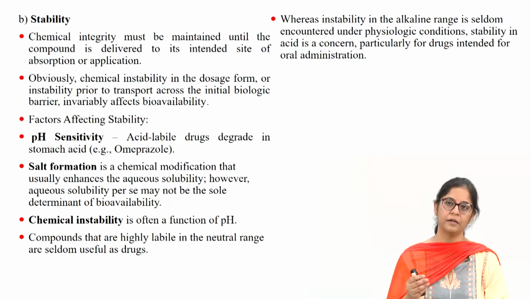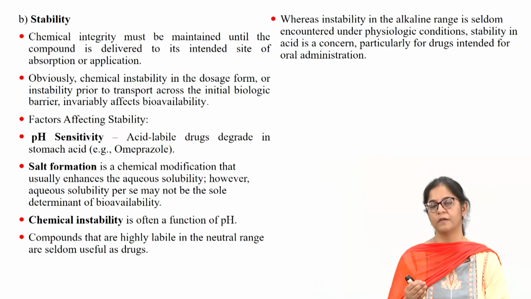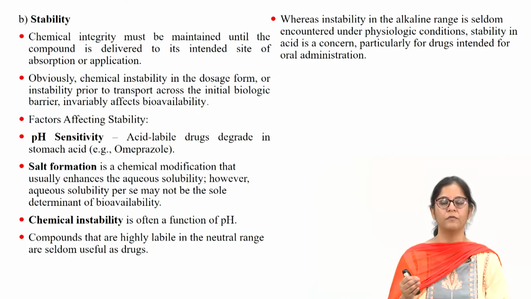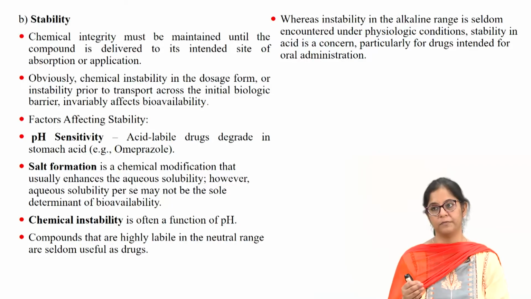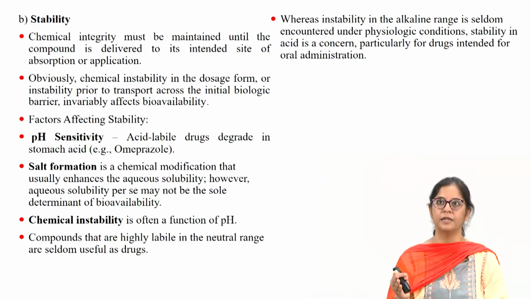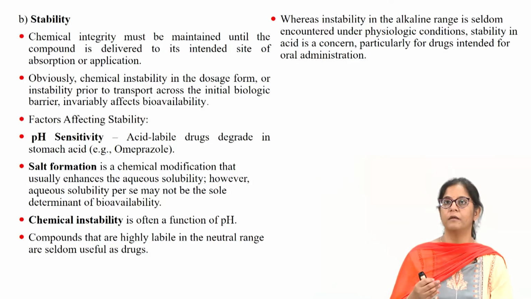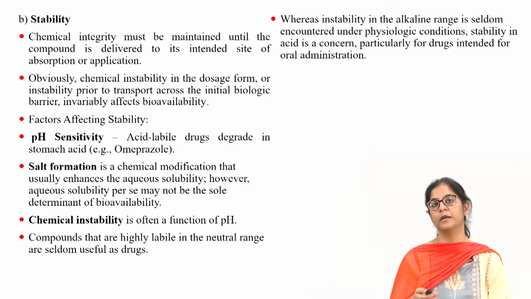Chemical instability is often a function of pH, wherein the pH is most of the time the culprit. Compounds that are highly labile in neutral range are seldom useful as drugs. Even the drugs which get degraded at a neutral pH range are not useful. Whereas instability in the alkaline range is seldom encountered under physiological conditions. Stability in acid is a concern, that is why we formulate enteric-coated tablets, and this is widely observed and should be considered when the drugs are orally administered.